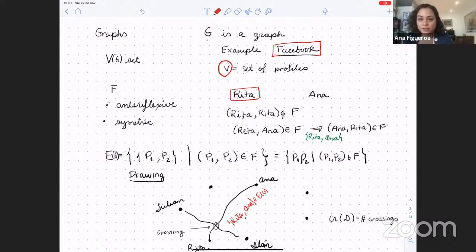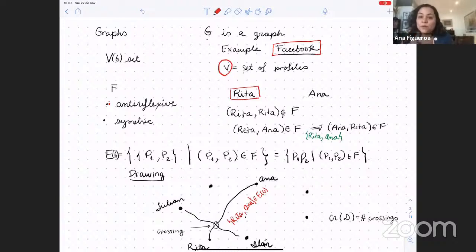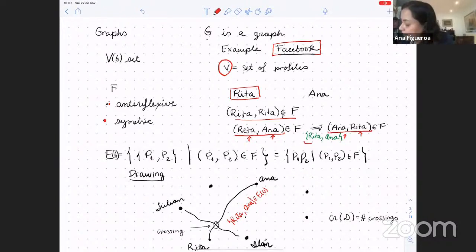Then we have a relation. This relation, like in Facebook, is anti-reflexive. I mean, if you look, for example, at the profile of Rita, because she's older than me, so she has Facebook too. If you see her profile, you will see that Rita doesn't appear in the list of her friends. So Rita is not related with Rita. And this relationship is also symmetric, because if Rita is my friend on Facebook, then I am her friend. So since the relationship is symmetric, instead of writing these two ordered pairs, we just write a set containing Rita and me. And we say that this is an edge.